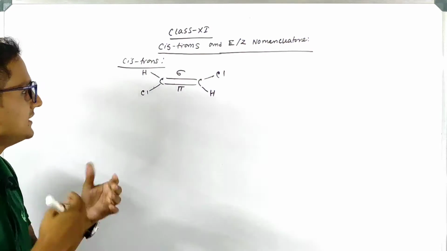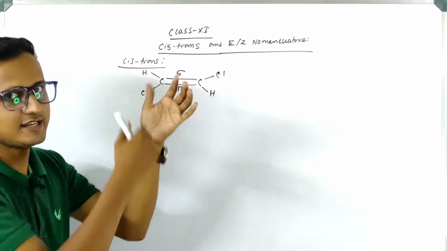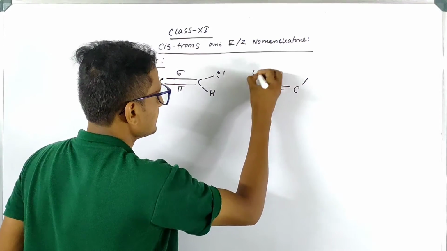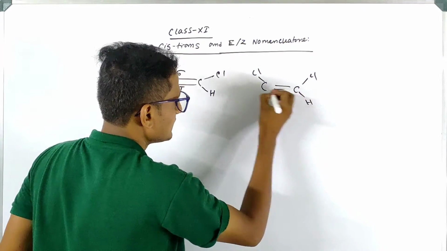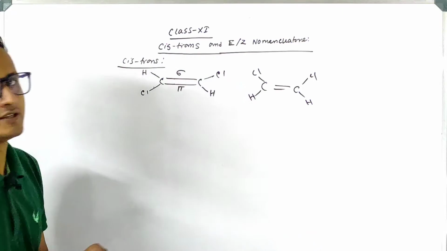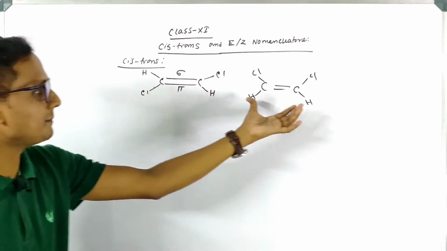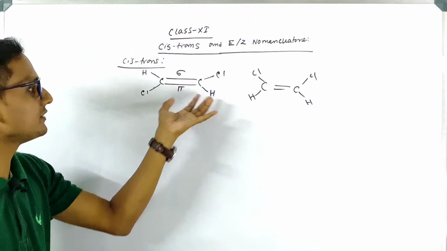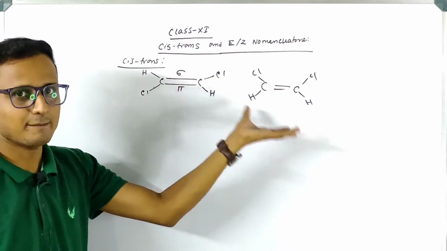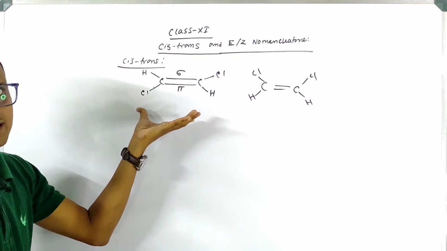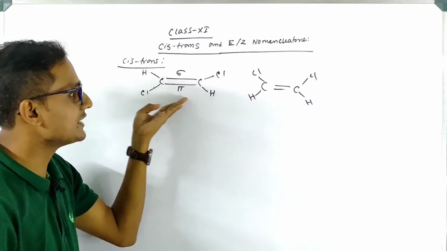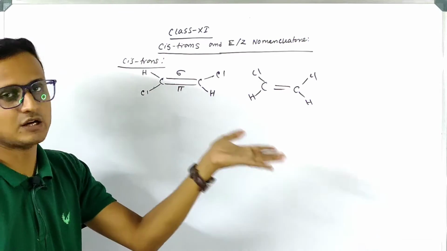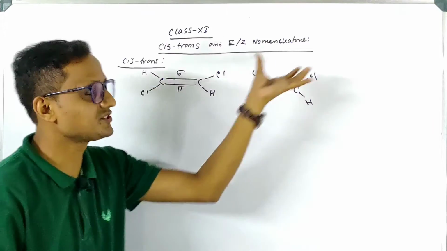Now if we see properly, this compound can be written in another way, like this. So you can see these two compounds have the same molecular formula. That means the number of carbon, number of chlorine, number of hydrogens are the same, but their structures are different. That means these two are the isomers of each other. Now what kind of isomer? It is the cis-trans isomer. Now how will you recognize which one is cis, which one is trans?